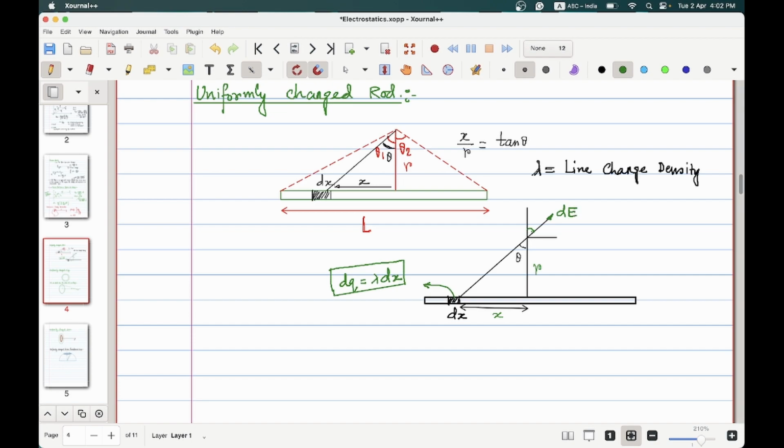So this thing is also theta. So this is equal to dE sin theta, sorry, yes, dE sin theta. This is equal to dE cos theta. Now this is the perpendicular, and this is the parallel, E parallel.